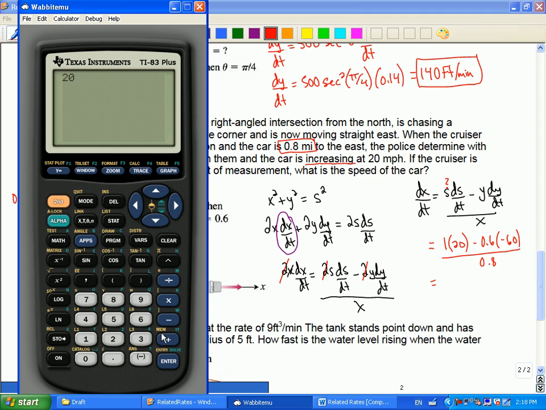Okay, so 20 plus 0.6 times negative 60, and we'll divide it by 0.8. 70 miles an hour.